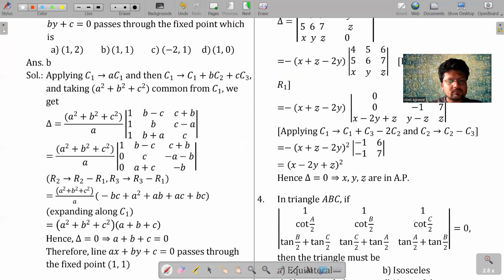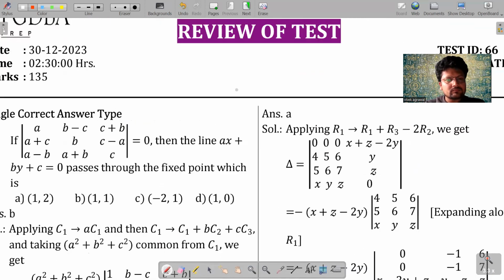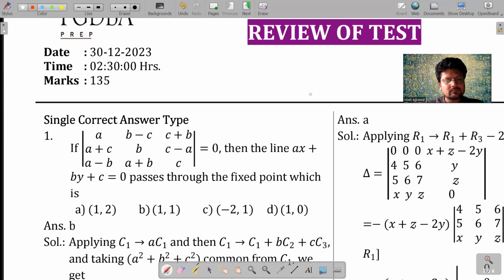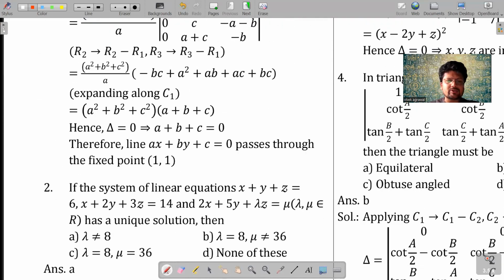We put the determinant equal to 0. Why did we do that? Because it was given actually. Oh, sorry. Okay. It was already given. Okay. No. Let's see question number 2.